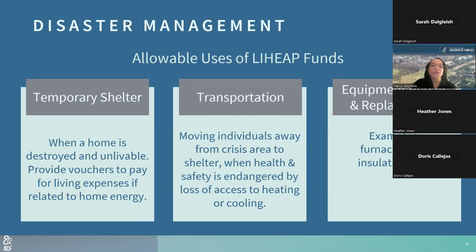Next slide, please. So there are several allowable uses of LIHEAP funds. This slide shows the first three that we will discuss today: temporary shelter, transportation, and equipment repair and replacement. So temporary shelter can be used when a home is destroyed or damaged, resulting in a lack of home energy. You can provide vouchers to pay for living expenses. And again, if those expenses are related to a lack of home energy. Regarding transportation, support can be offered to move individuals away from the crisis area to shelter when health and safety is endangered by the loss of access to heating or cooling. And equipment repair and replacement is allowable for things like furnaces, air conditioners, and for insulation.